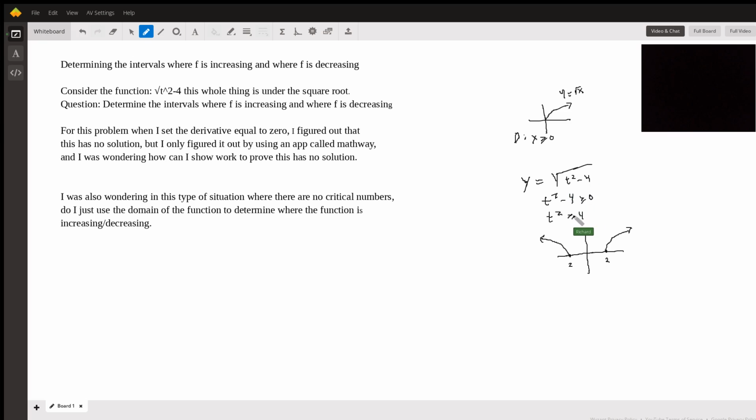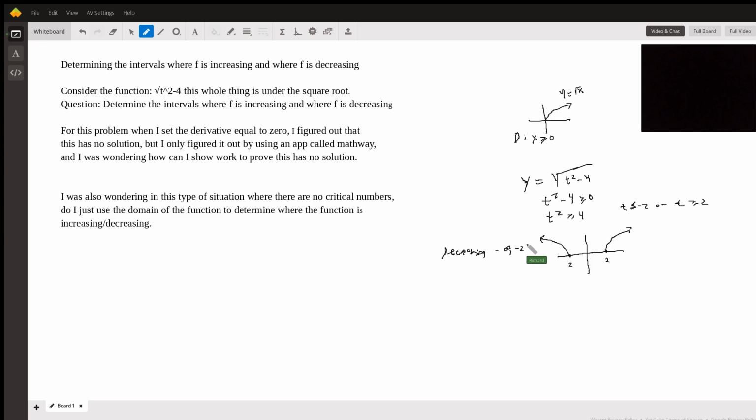And so you just write this inequality, and then you think about this. The solution here is that t itself has to be less than or equal to negative 2, or t has to be greater than or equal to positive 2. And that's the solution. But it's better to think of it graphically. On the left-hand side of the domain, the function is decreasing, so you would just say decreasing from negative infinity to negative 2.